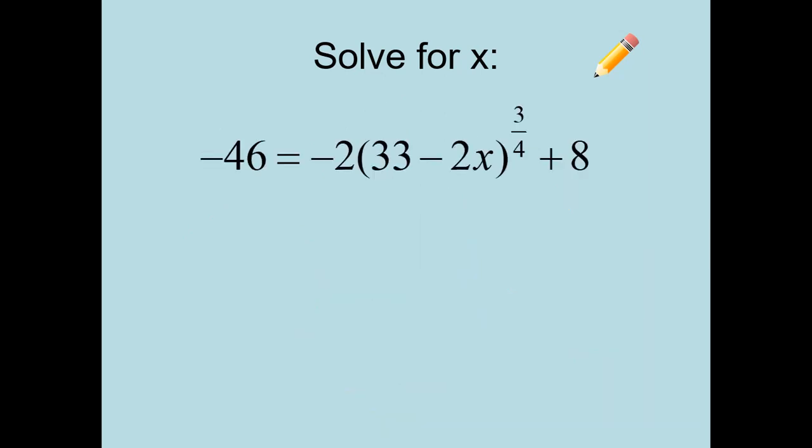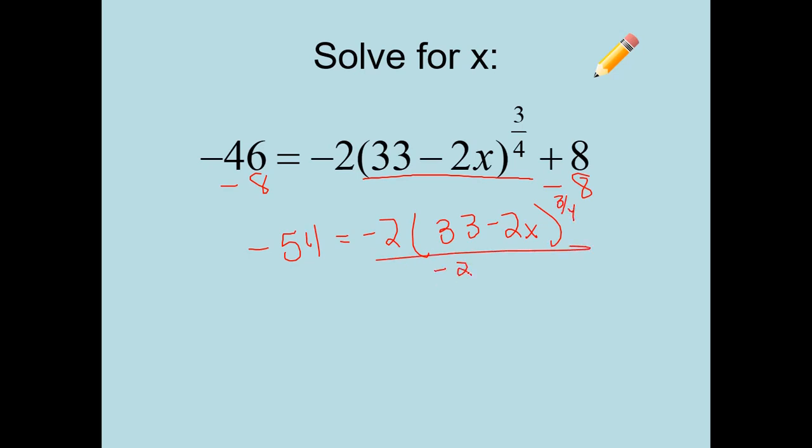And for the last problem of the night, we got negative 46 equals negative 2 times the quantity 33 minus 2x to the 3/4 power plus 8. That's a lot to say. So first thing I notice is I do need to keep this together, right? So I'm going to get rid of everything else first because that's all to the power. So I'm going to subtract 8 from both sides. So negative 46 minus 8, that is negative 54 equals negative 2 times 33 minus 2x to the 3/4 power. I'm going to divide by negative 2 to get that out of the way. I'm going to get 27 equals 33 minus 2x to the 3/4.